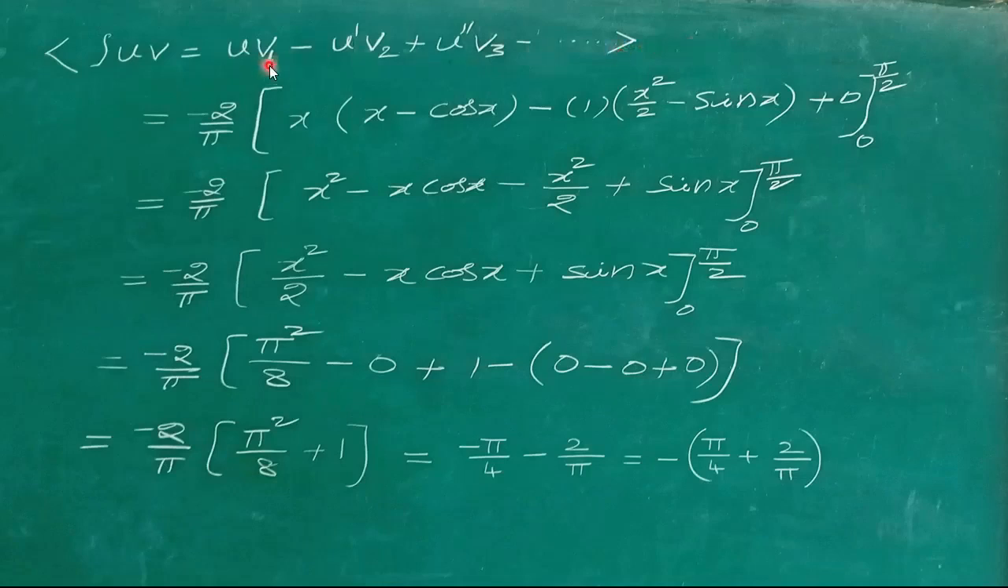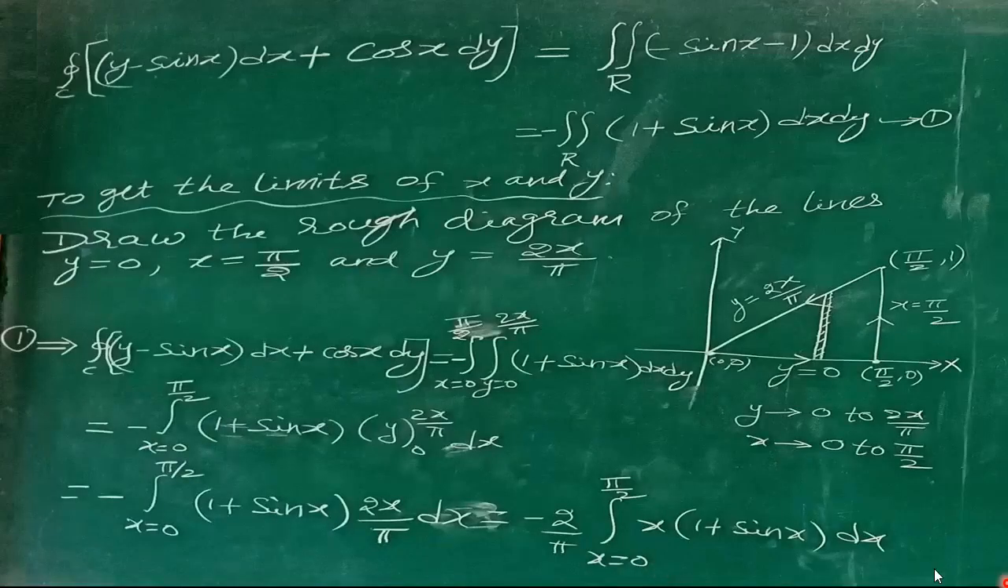Here v1 means one time integration of v, v2 means 2 times integration of v, v3 means 3 times integration of v. U dash means 1 time derivative of u and u double dash means 2 times derivative of u. Like that we can do it. Plus and minus will be taken alternately.